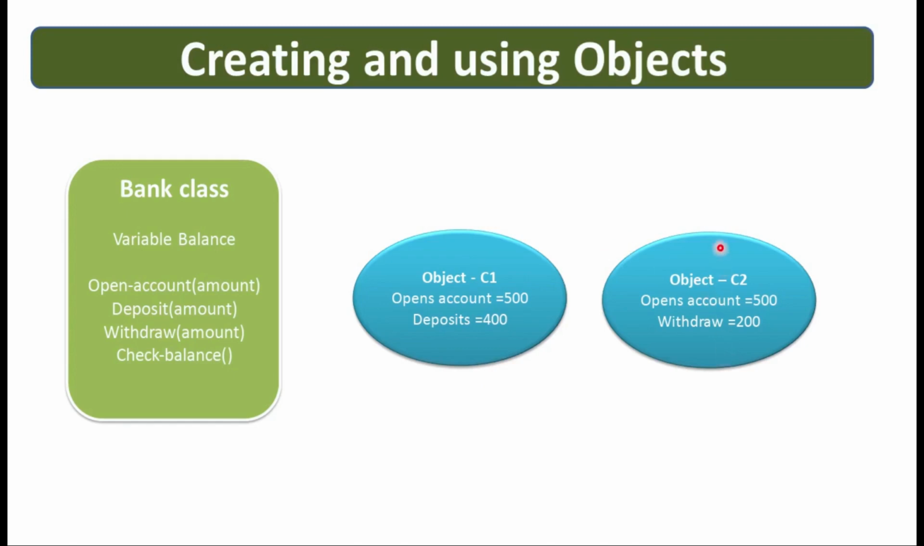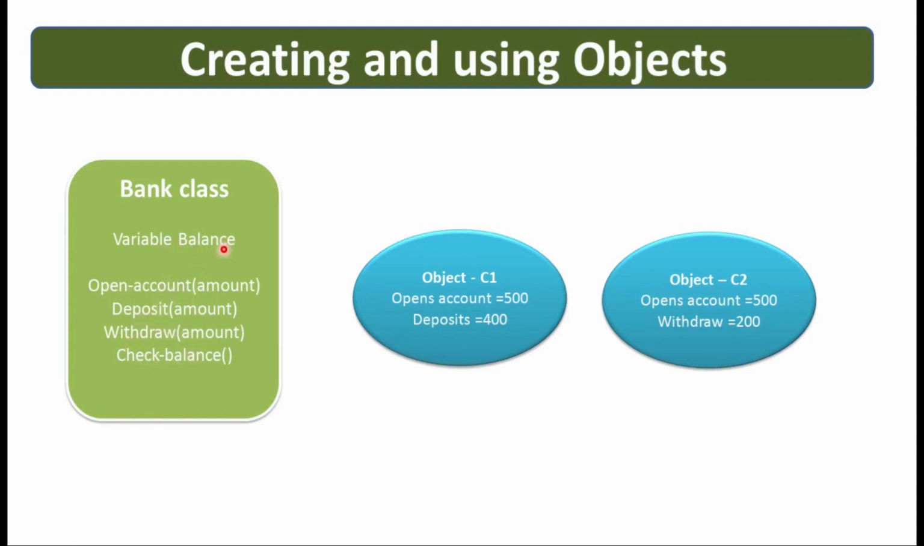Coming to C2, C2 has opened the account with 500 bucks. And then C2, for some reason, has withdrawn 200 bucks. Now if I check the balance for C2, then the balance should be 300 bucks. Now we are going to implement these functions: open account, deposit, withdraw, check balance.